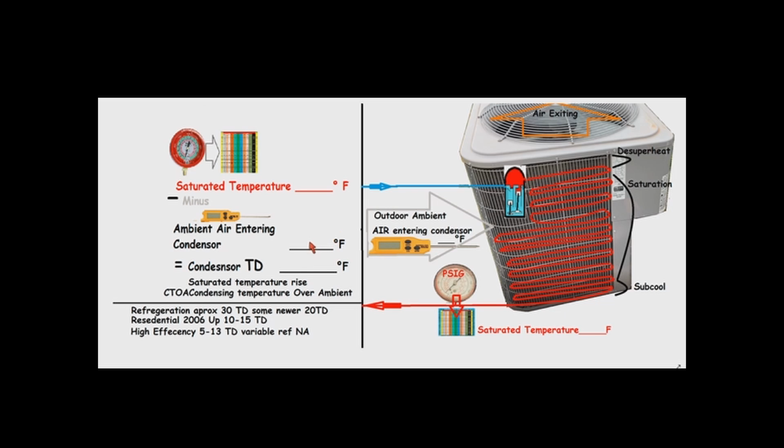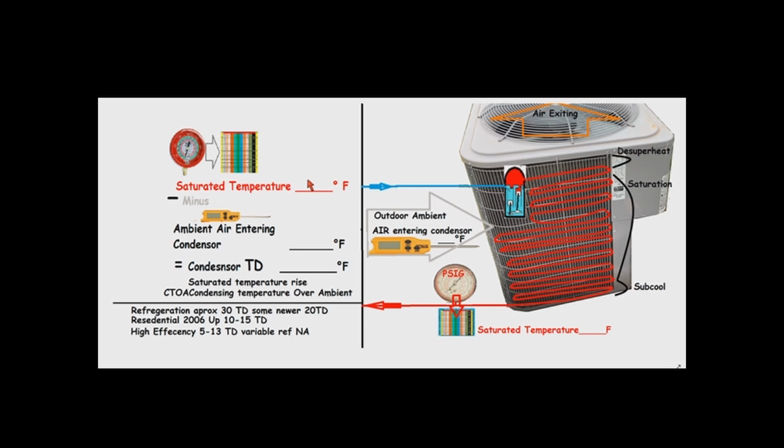So no matter what the air temperature does, my saturated temperature should follow. In other words, as my outdoor temperature rises, my saturated temperature will rise and my head pressure will rise. As the ambient or outdoor temperature drops, my TD is going to stay the same, so that means my saturated temperature will drop and my pressure will drop. For example, let's say my air entering temperature was 80 degrees Fahrenheit. So I know my saturated temperature should be approximately 10 to 15 degrees warmer than that. So we'd say 90 to 95 degree saturated temperature.